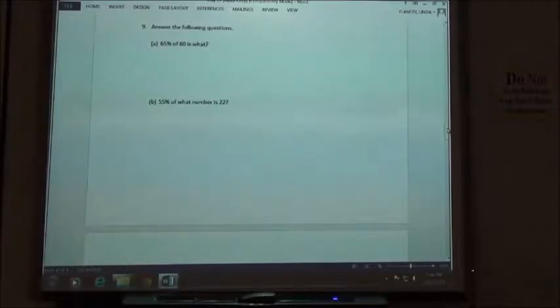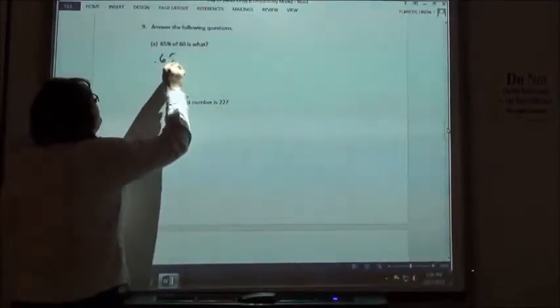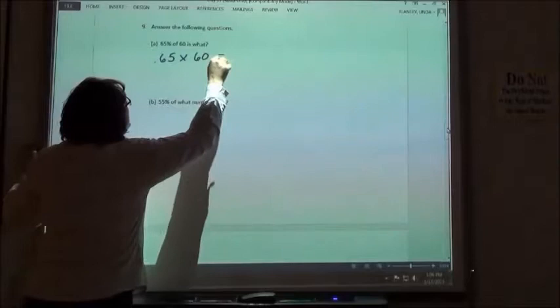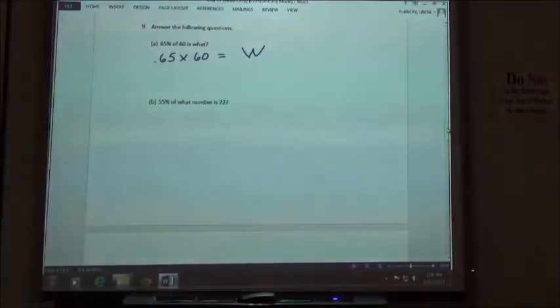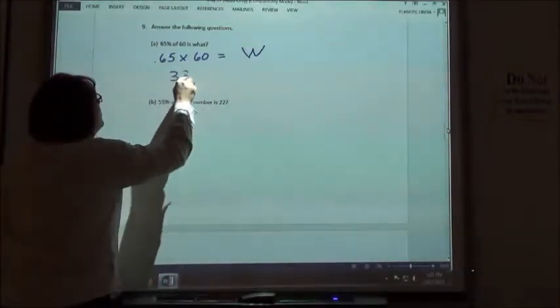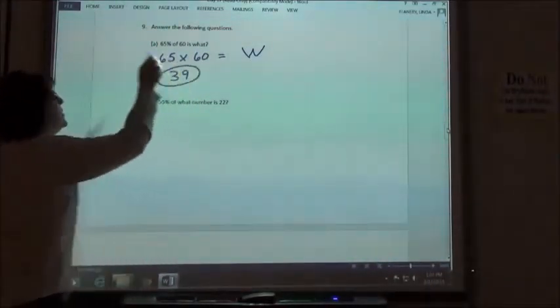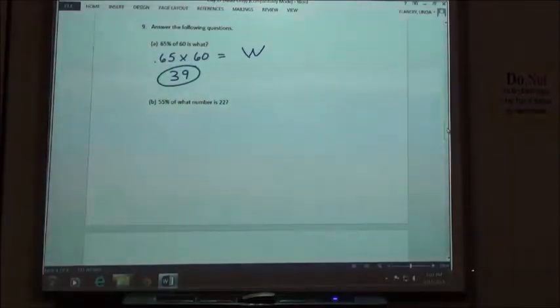So 65% of 60 is what? What should my equation be? 0.65 times 60 equals W. Whatever we want to use there, right? 65%, 0.65 of means times 60. Since our W is by itself, we just are going to multiply those two together. 39, you got? 39. 65% is more than half, so half of 60 would be 30. That would make some sense, right?